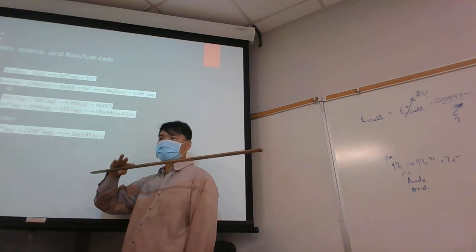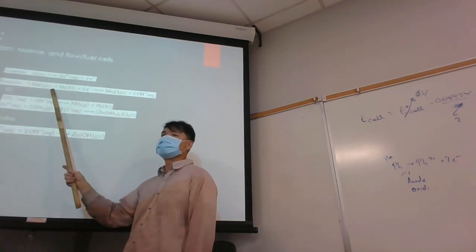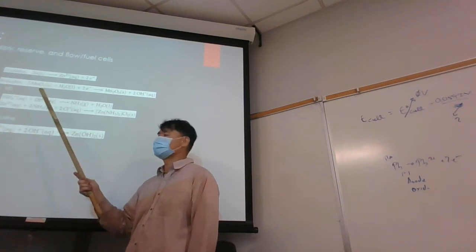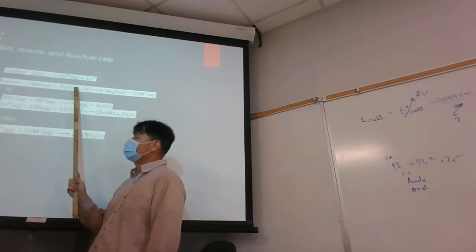Well, the reduction potential is going to decrease, and if both of these decrease, then of course the cell potential is going to decrease, and that's going to be a problem. So how can we fix this?